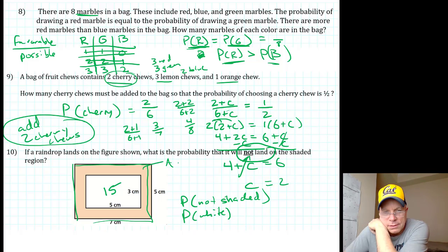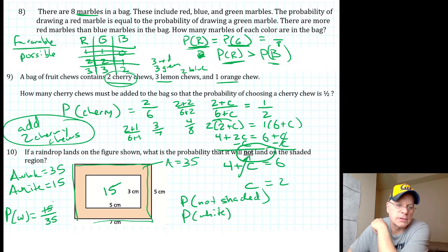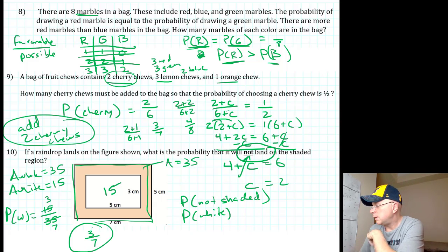The area was 35 for the whole big rectangle, including the white rectangle. So the area of the whole is 35. The white area is 15. So the probability of white is 15 over 35, and those have a common factor of 5. So 3 over 7, 3/7. Let me double check and make sure I didn't give you any wrong answers. Nope, not yet. Okay, number 11.